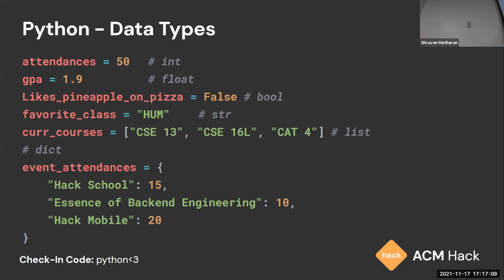It's okay though. So we also have Booleans, like likes pineapple on pizza. That's me. I don't like pineapple on pizza. I know there's some people here who do, so that's okay.